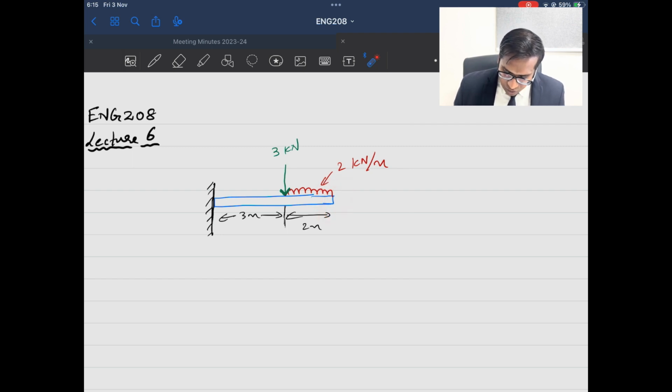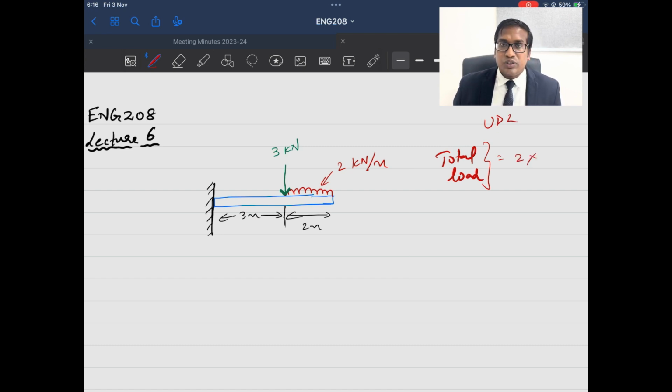Now the load is applied. I can see two types of load in this problem. One is a point load 3 kilonewton and the other one is 2 kilonewton per meter. Please watch out for the units. I mentioned here kilonewton, and here kilonewton per meter. So the total load acting on the beam because of this uniformly distributed load is 2 into the distance along which it acts. So 2 into 2, so totally 4 kilonewton will be acting.